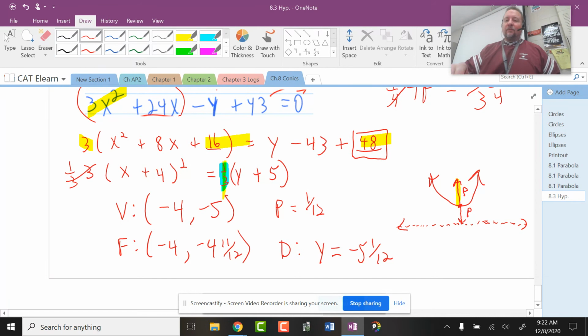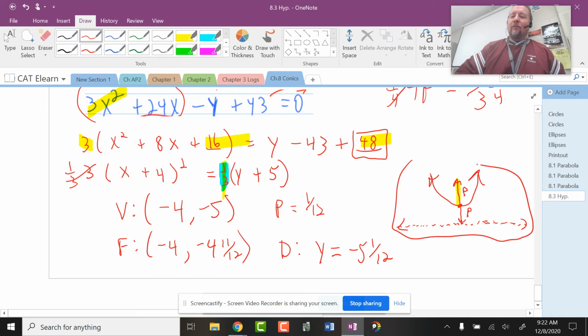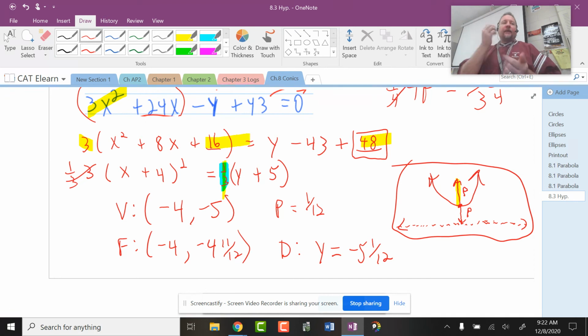Okay, so I don't need a coordinate plane. All I want to know is which direction the parabola is going so that I can know what math I would use to find those other two things. That's about as hard as it gets, getting fractional numbers there.